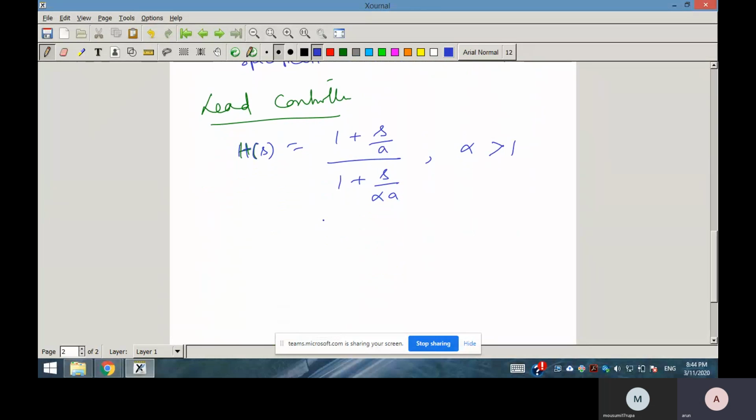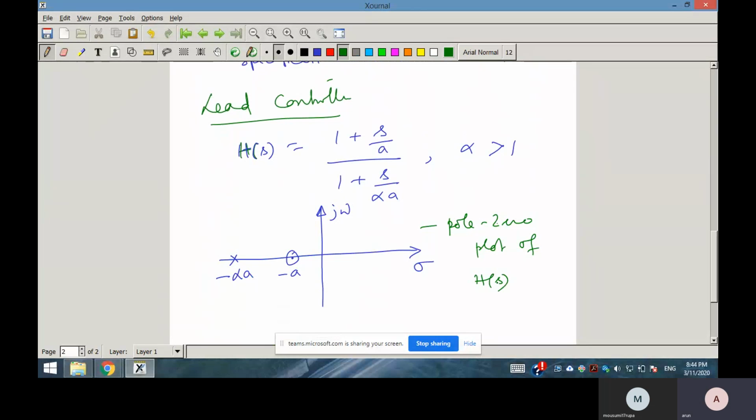So what is the pole-zero plot of this controller? You can easily see, suppose this is sigma, this is j omega, this will be your zero location, say minus a, and as alpha is greater than 1, the pole will lie away from the zero location. So this is your minus alpha a. This is the pole-zero plot of H(s).